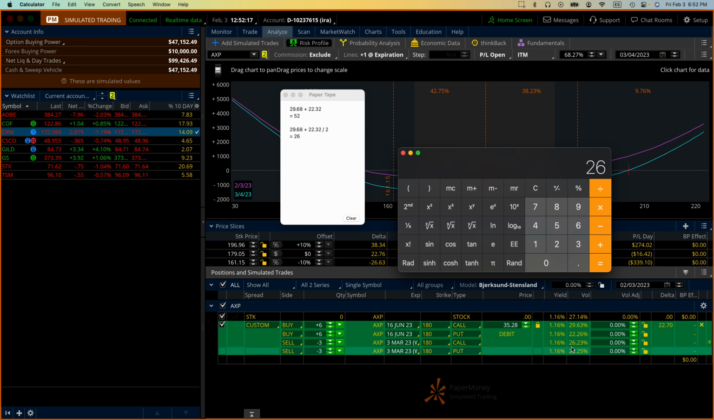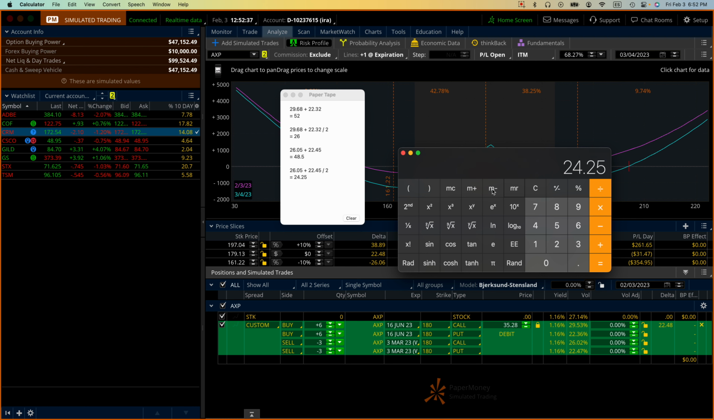Okay, now the short options. Let's save this into memory. Meanwhile, we say 26.05 plus 22.45 divided by 2, and subtract from the memory and recall the memory, and it's 1.75. If this number was 3% or more, we wouldn't do the trade. Fine. As far as I'm concerned, this is a good number.